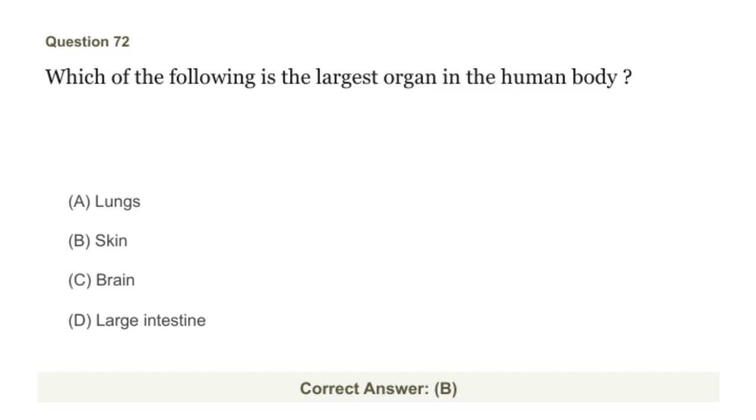All right, let's look at this question about the largest organ in the human body. The options given are the lungs, skin, brain, and large intestine. Now, the correct answer here is B, skin. It might seem surprising at first because we often think of organs like the brain or lungs as being very large or important, but in terms of surface area and overall size, the skin actually takes the top spot.